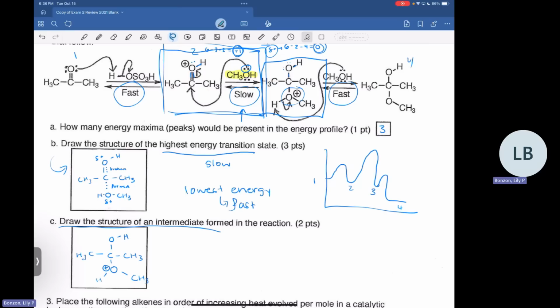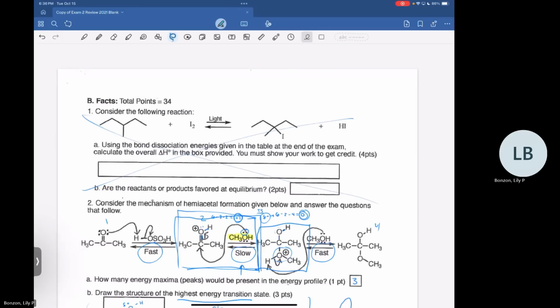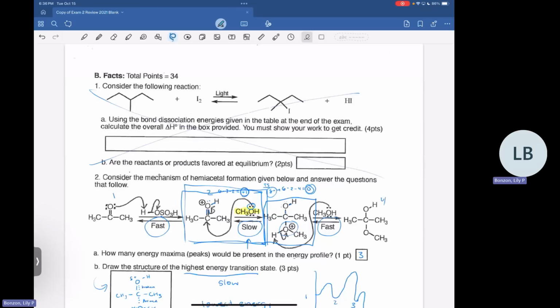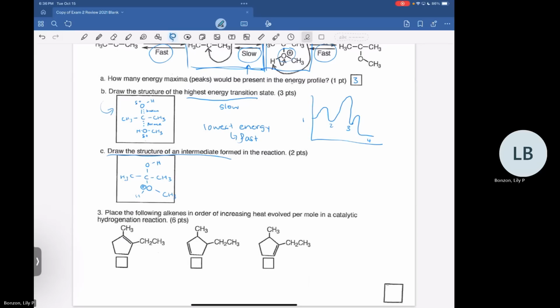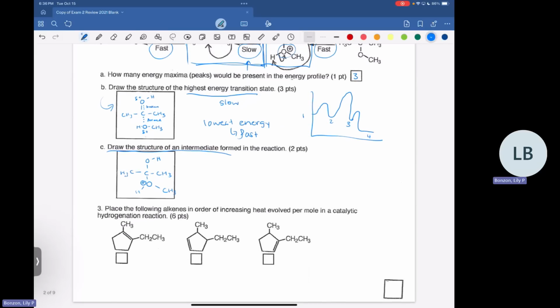Yep. If it just asks you to draw an intermediate, yeah. Yeah, since you guys already asked it, it won't be on this exam. Okay, I'm gonna go ahead and move on. So that's all for that series of questions.